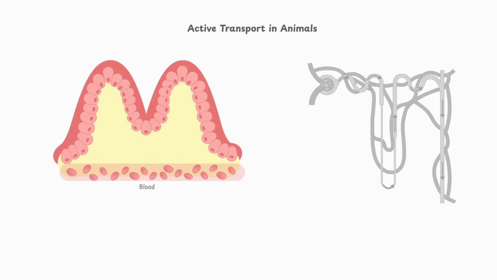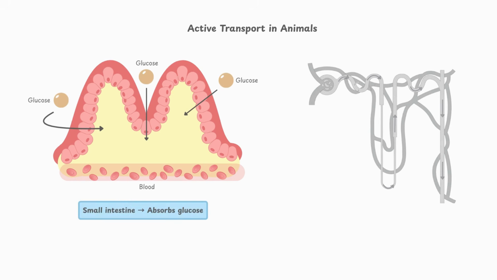Moving on to active transport in animals. Here we can see how active transport works in animals, specifically with glucose. On the left, in the small intestine, glucose is absorbed from food into the blood. Even when there is less glucose in the intestine than in the blood, it is still moved across the cell membrane. This happens by active transport, using energy to push glucose into the bloodstream.